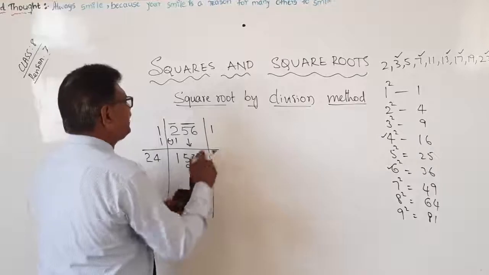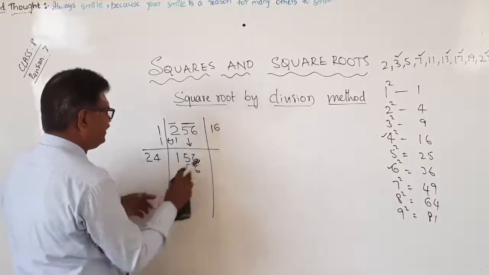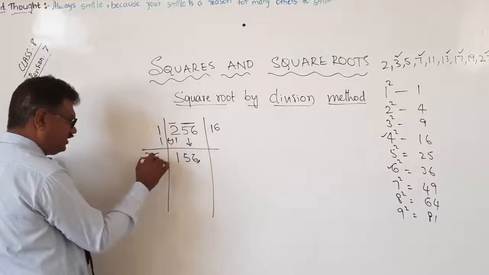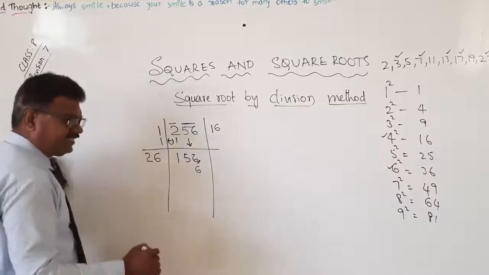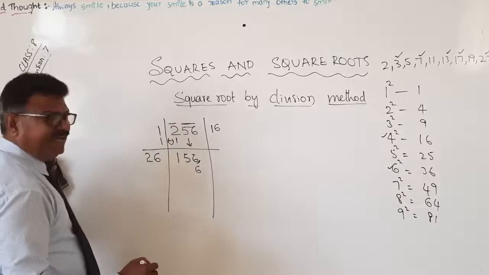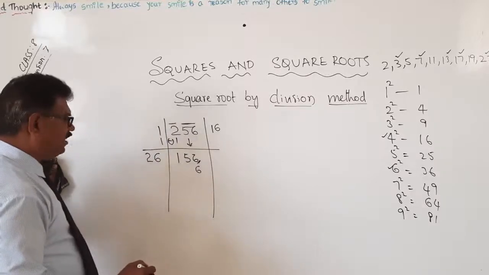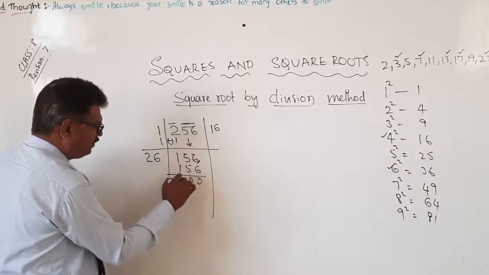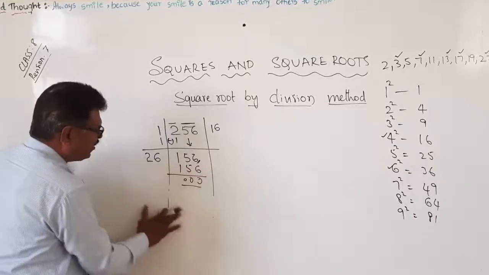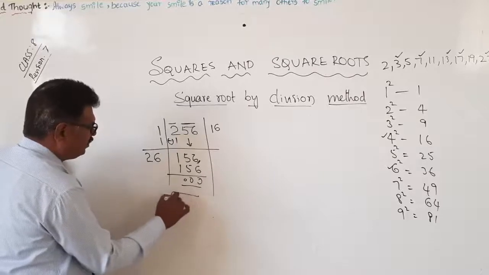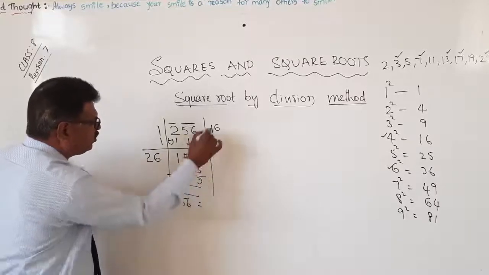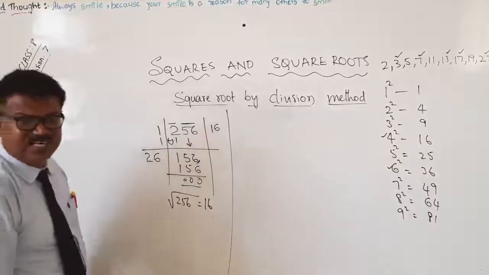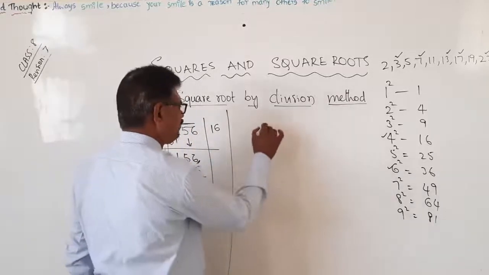4 is not correct. Answer will be what? 6. Okay? We'll see now. Here 6 means here also 6 only. 6 6s are 36, 3; 6 2s are 12, 12 plus 3, 15. Over. Therefore, square root of 256 is equal to how much? 16. I think it is very easy. Right? Next problem.